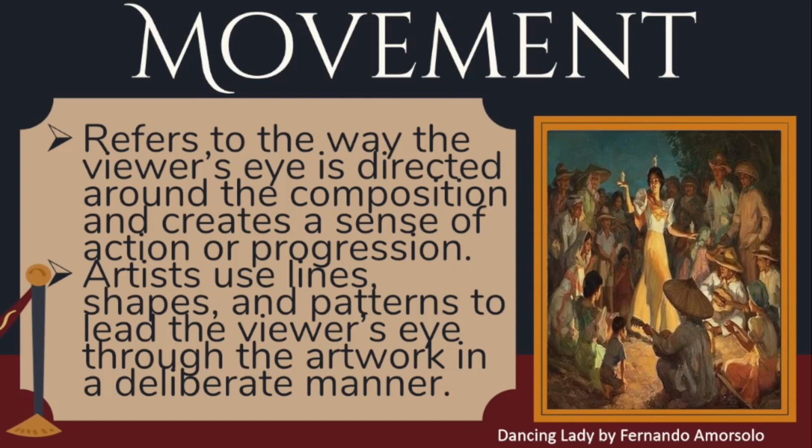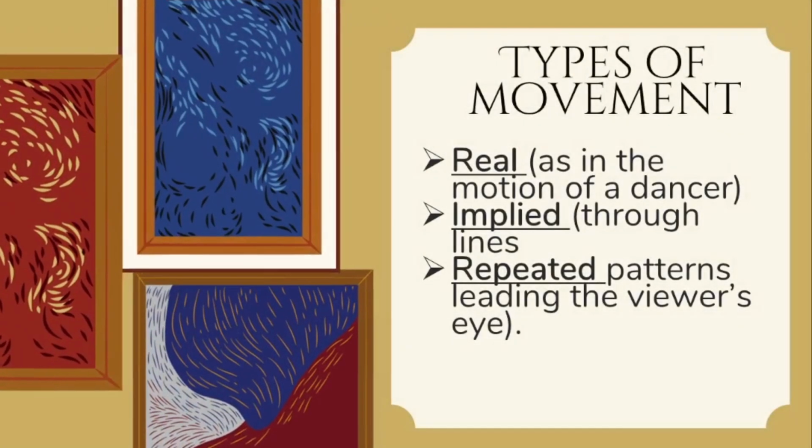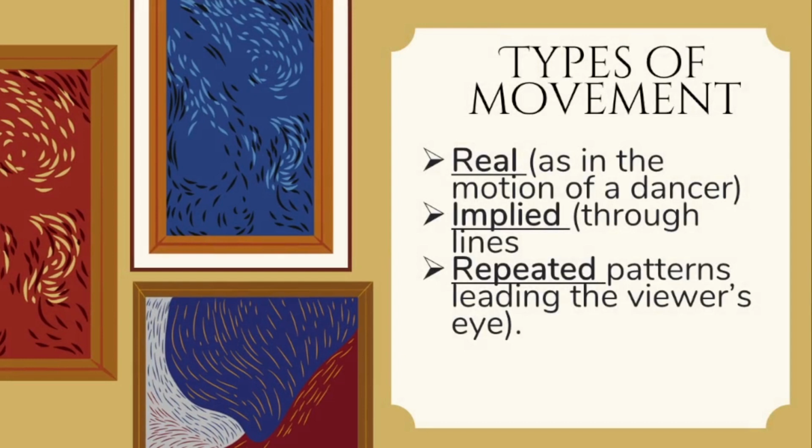Example: Dancing Lady by Fernando Amorsolo. Amorsolo's use of flowing fabrics and dynamic poses in his depictions of Filipina dancers captures a strong movement. The graceful curves and positioning of the subject guide the viewer's eye, making it an excellent representation of movement. Types of movement can be real, as in the motion of a dancer, or implied, through lines or repeated patterns leading the viewer's eye.